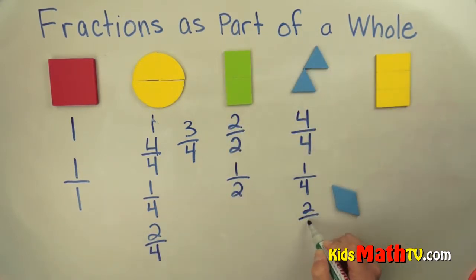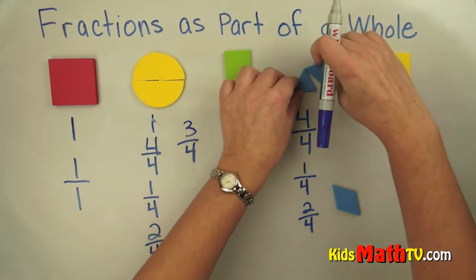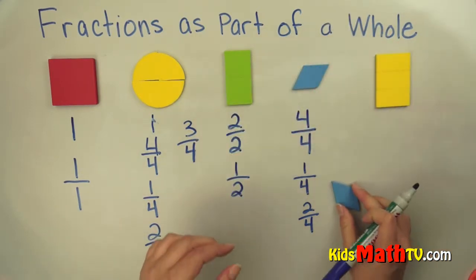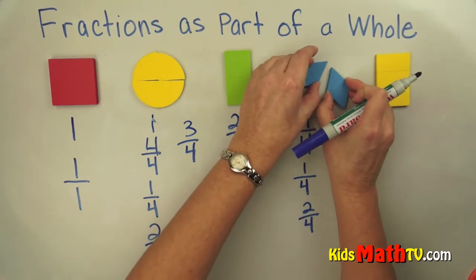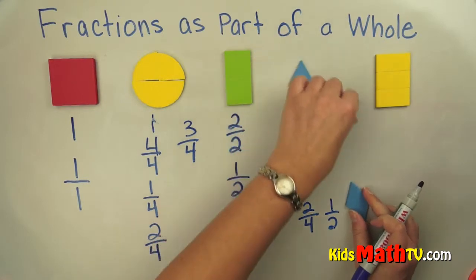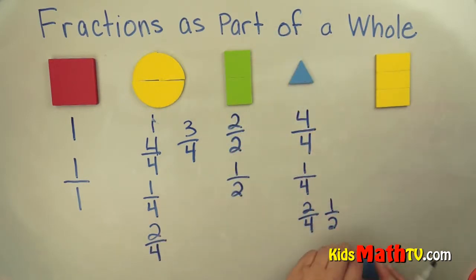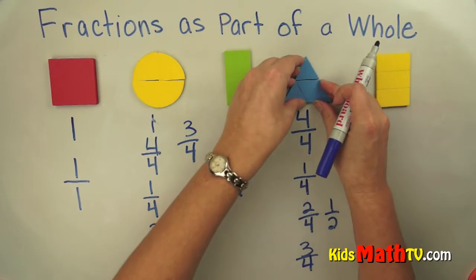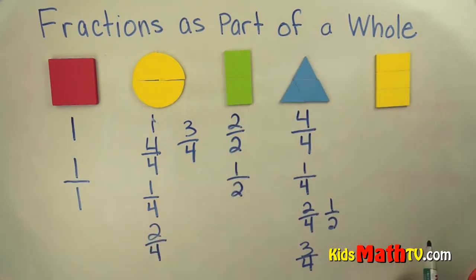I can take out 2 out of the 4 pieces, and that's actually 1/2. It's half of, because if I put these together, I see 2 of the same shapes. I can write that as 1/2 as well. Or I could take out 3 of the pieces, and there are 4 altogether, so I have 3/4. Or if I put it all back together up here, I have the 4/4.